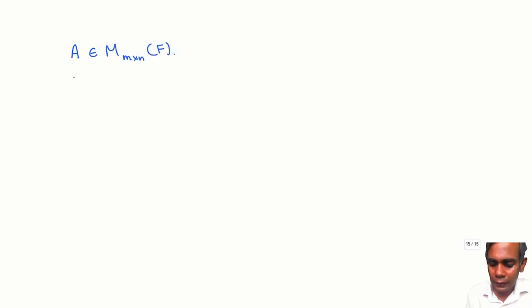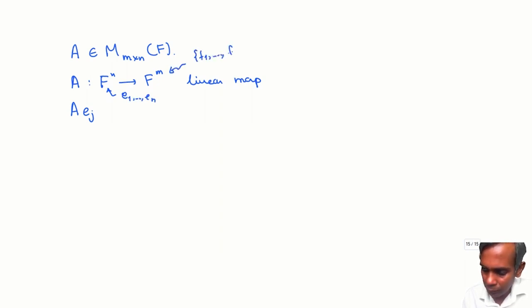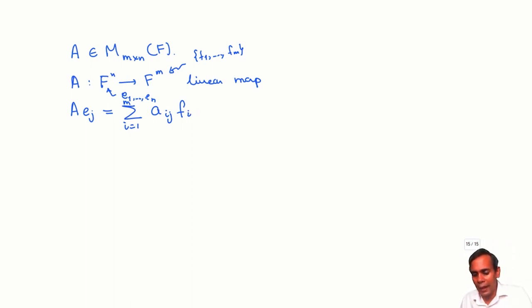Then A defines a linear map, which I'll also denote by A, from F^n to F^m. And what this linear map does is A e_j. So let's take for F^n the basis e_1 up to e_n, and let's take for F^m the basis f_1 up to f_m. And A e_j is the summation i goes from 1 to m of a_ij f_i. So this is the usual way in which we think of matrices as linear maps.